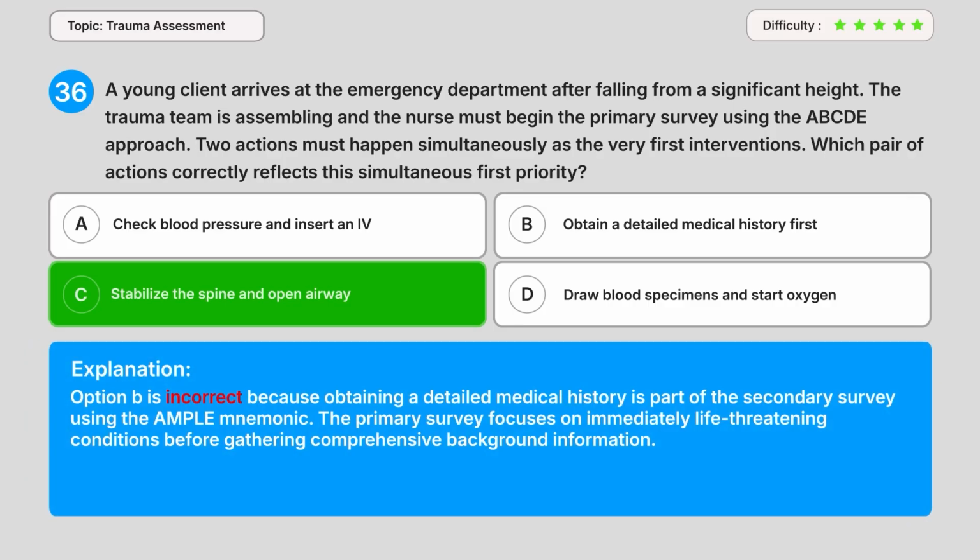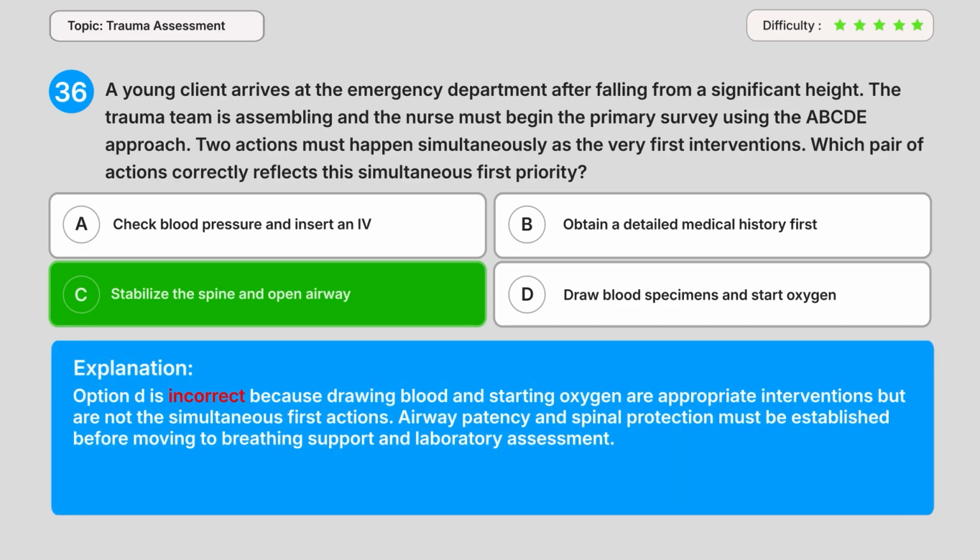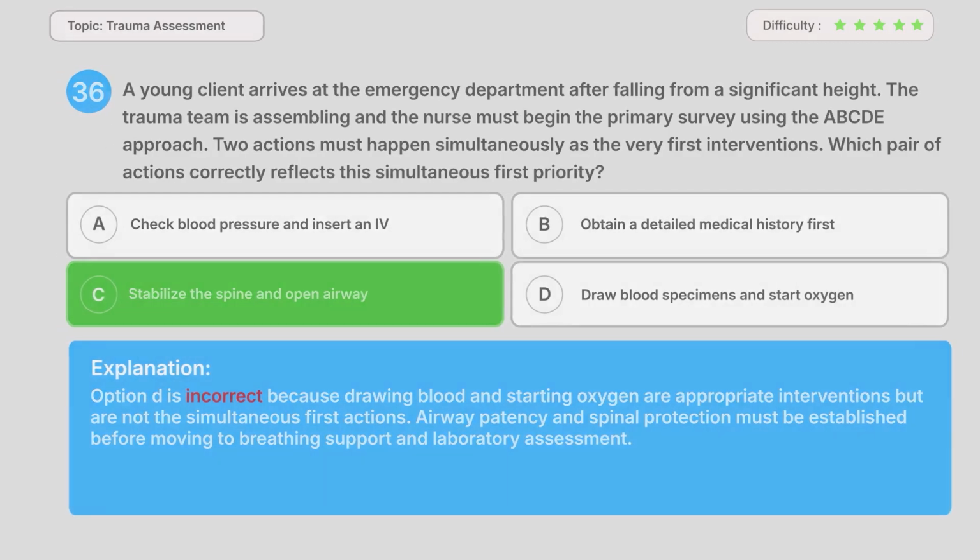Option B is incorrect because obtaining a detailed medical history is part of the secondary survey using the AMPLE mnemonic. The primary survey focuses on immediately life-threatening conditions before gathering comprehensive background information. Option D is incorrect because drawing blood and starting oxygen are appropriate interventions, but are not the simultaneous first actions. Airway patency and spinal protection must be established before moving to breathing support and laboratory assessment.